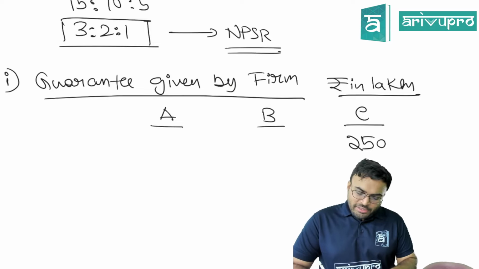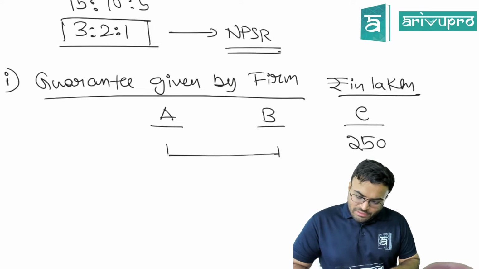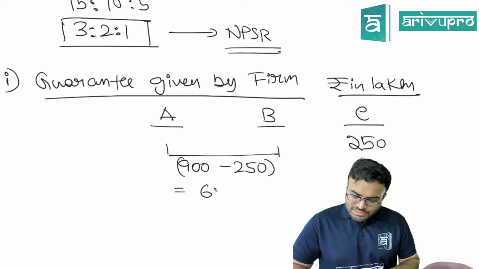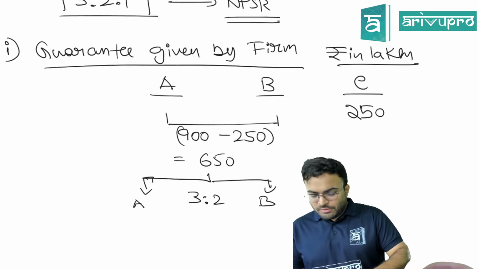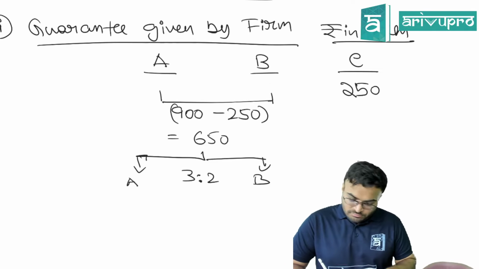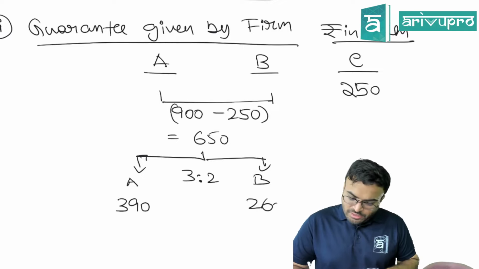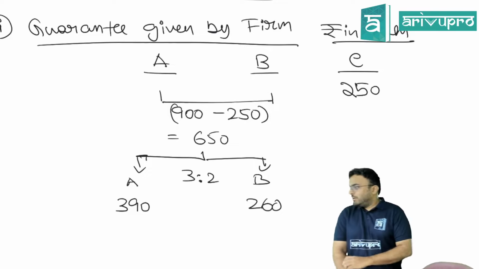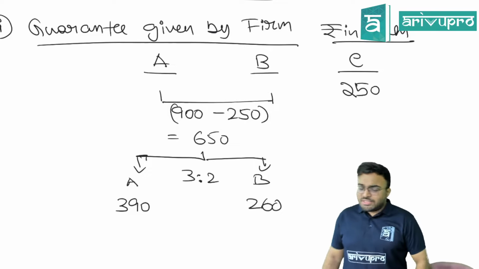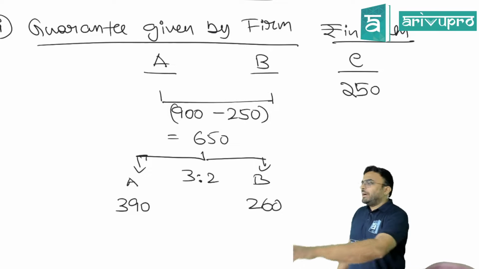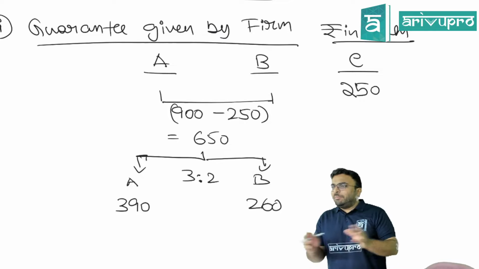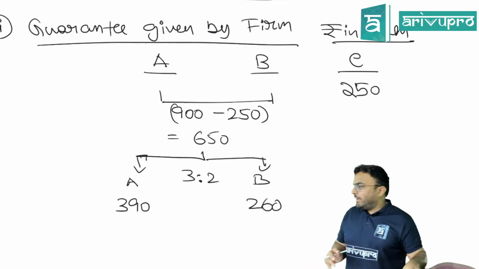Now what will happen to A and B? A and B will get 900 minus 250. How much is there? 650. That will be distributed to A and B in the ratio of 3:2. 650: 390 and 260, rupees in lakhs. Is this clear? Yesterday we had discussed this. Again, if guarantee is given by the firm, first you will give to the partner whom you have guaranteed. After that, the remaining will be distributed between the other partners. Clear?